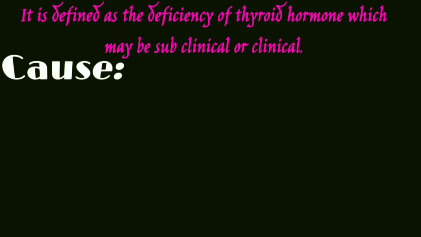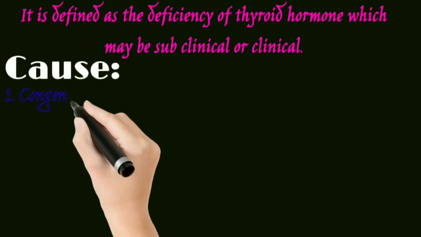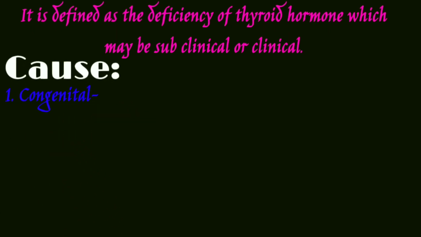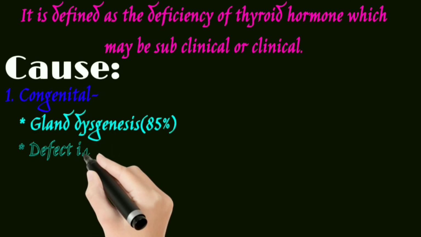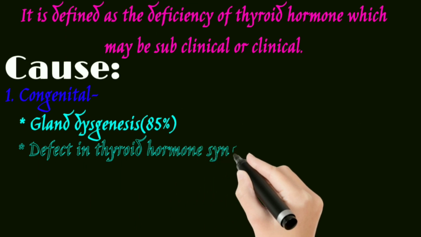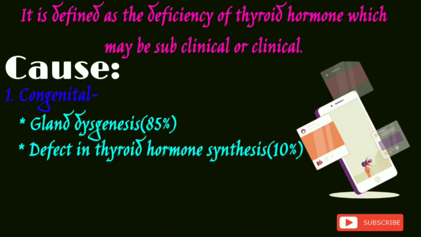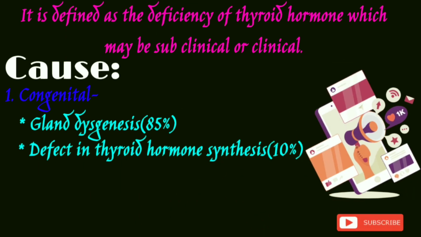Common causes. It can be congenital, that is since birth, which may be due to gland dysgenesis, which accounts for 85%, plus defect of thyroid hormone synthesis, 10%. Means it can be both or any one reason.